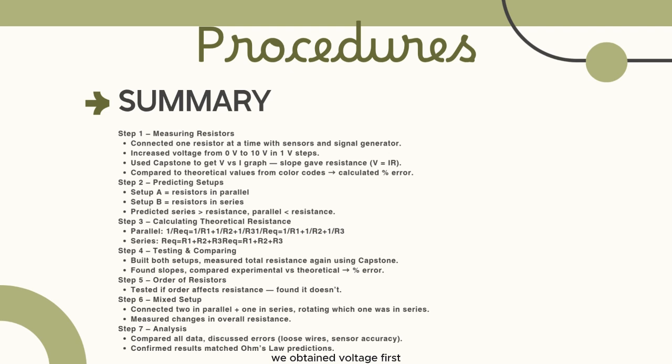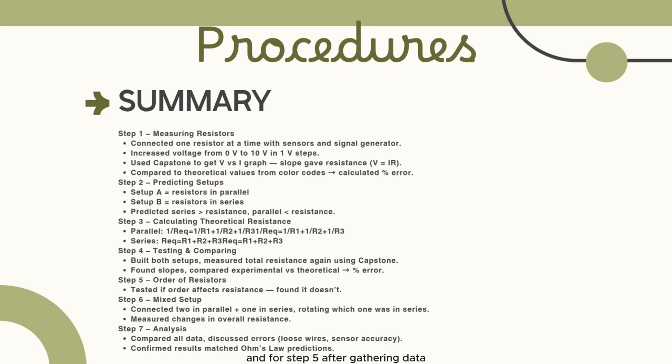We obtained voltage versus current graphs and determined the slope for each configuration. The slopes provided the experimental equivalent resistance values for both setups. Percent error was calculated between experimental and theoretical values for each configuration.